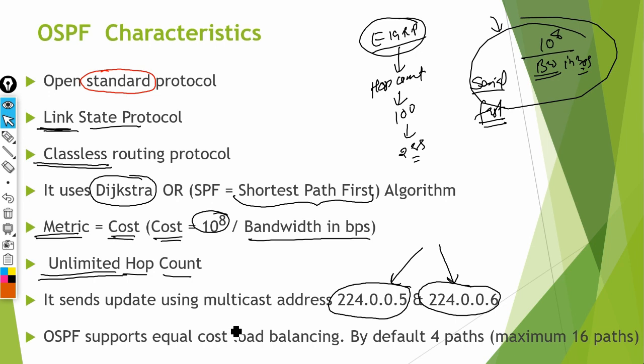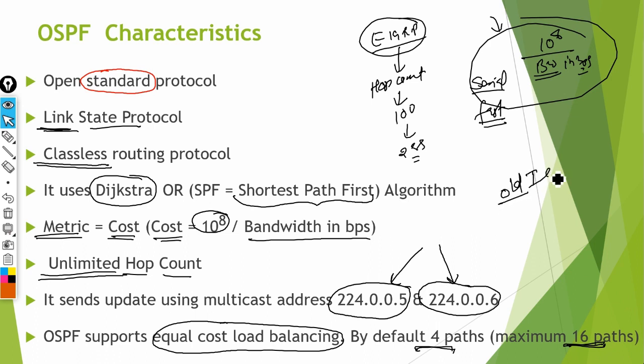OSPF also has the feature of equal cost load balancing, where by default it can perform load balancing for 4 paths. Maximum it can go up to 16 paths, in terms of old IOS. If you have the new IOS, you can perform load balancing up to 32 paths instead of 16, if you have the new operating system of Cisco. Make sure. So these are a couple of important points about OSPF.